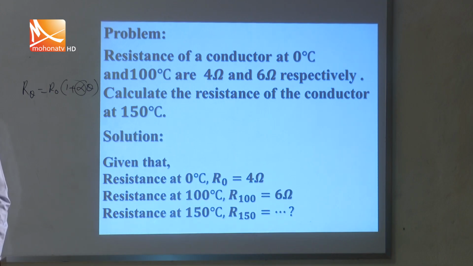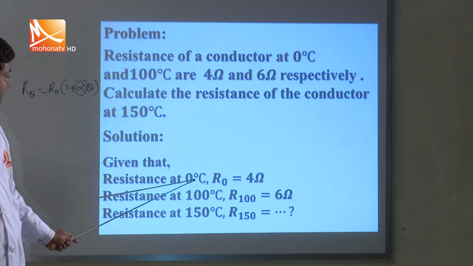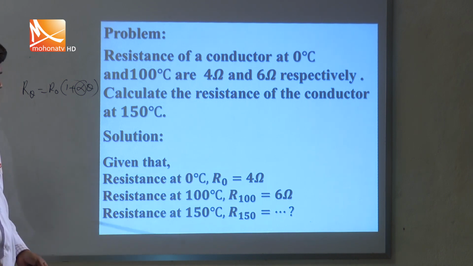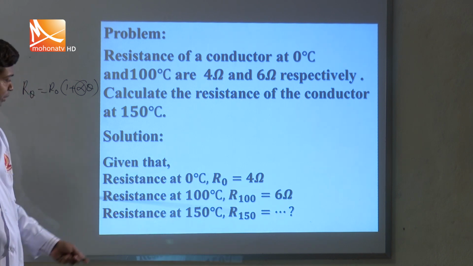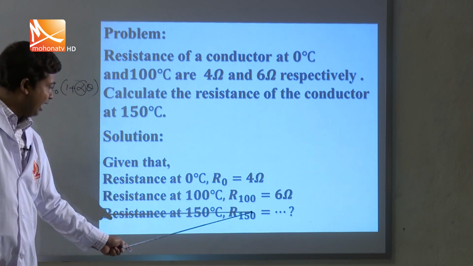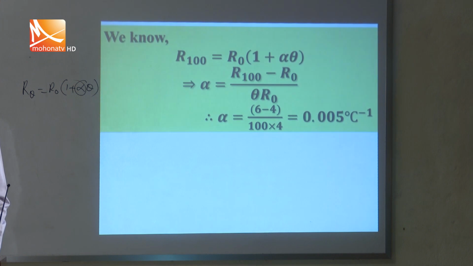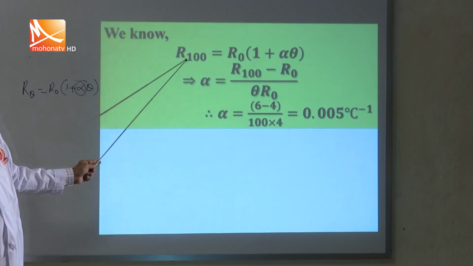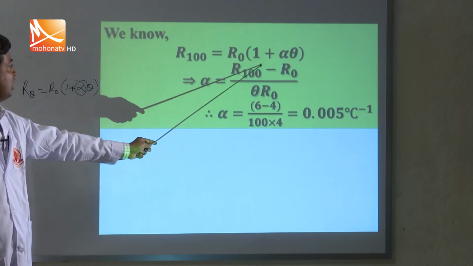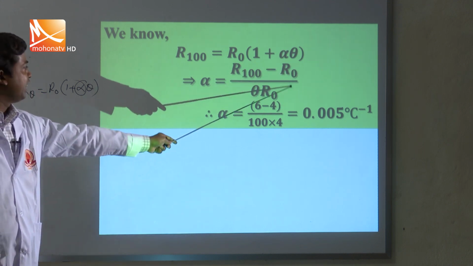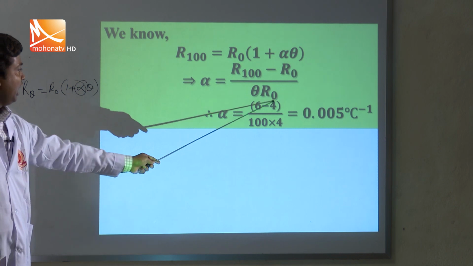This is the solution. The given resistance at 0 degree Celsius is 4 ohm, and at 100 degree Celsius is 6 ohm. You have to calculate the resistance at 150 degree Celsius. Then using the formula you can write R 100 equals R naught into 1 plus alpha theta, so alpha equals R 100 minus R naught over R naught theta.